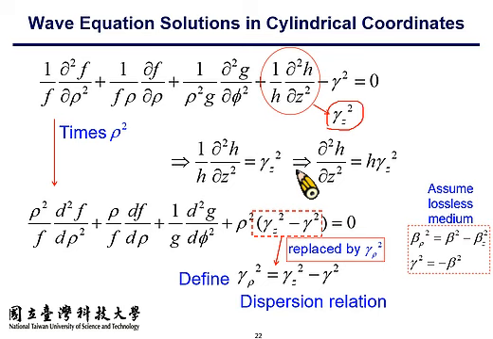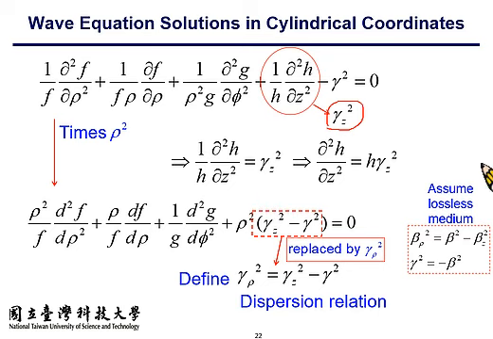Okay, so this can be replaced. We take out the z component, or we replace the second order derivative of h with gamma z. The red dash box is actually the propagation constant on the other direction, that is gamma minus gamma z to the square.